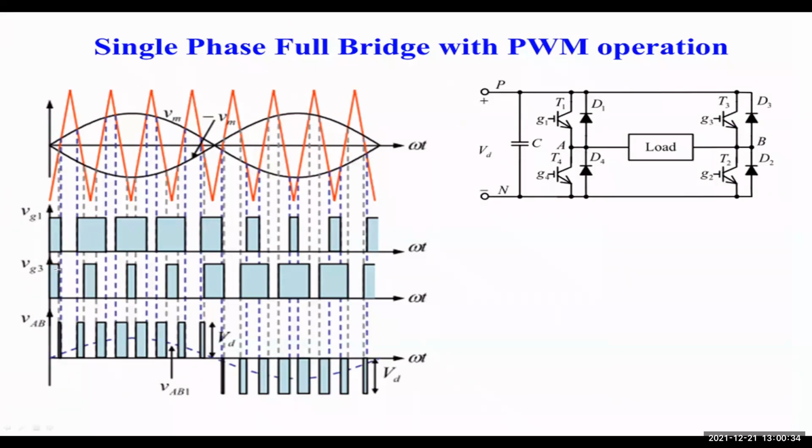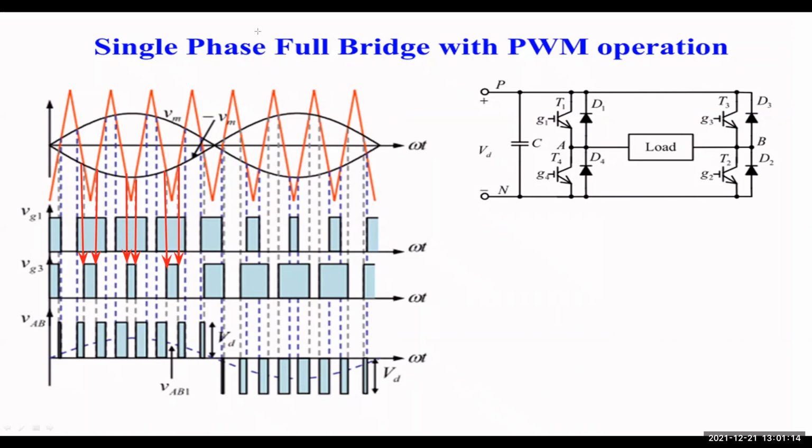So VG2 and VG3 are for the negative reference voltage. Here minus VR is greater than minus VC, so we will get this type of triggering pulse. Here also minus VR is greater than minus VC. So like this, the width of the pulse can be generated. Here also for the negative reference signal, we'll get this.